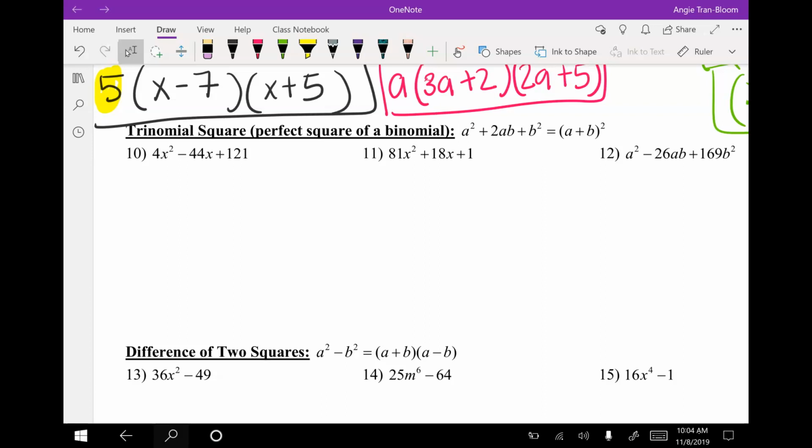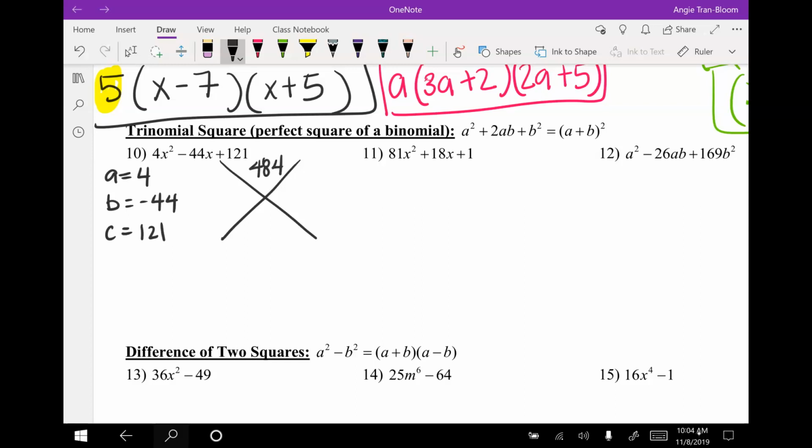4. B? Yep. A is 4. B is negative 44. C is 121. Oh man, your brain's really gonna work now. What's 4 times negative 121? 484.